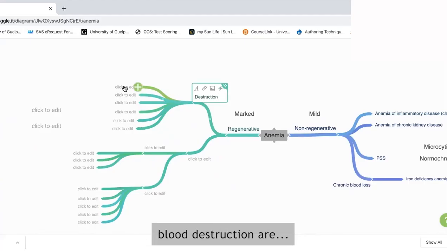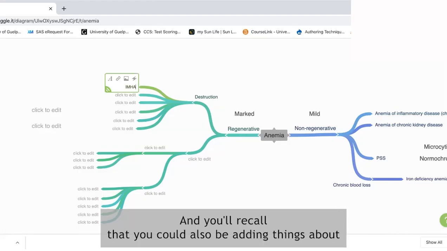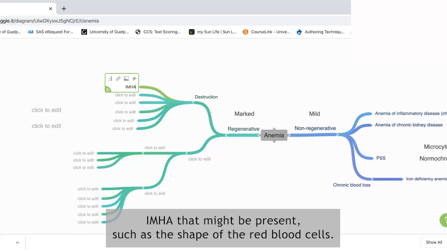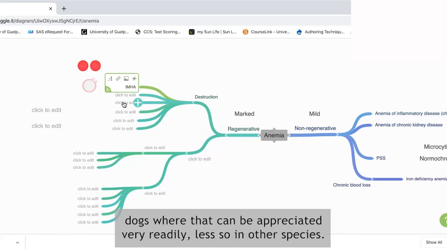and things that can cause blood destruction are IMHA, and that can be intravascular or extravascular. And you'll recall that you could also be adding things about IMHA that might be present, such as the shape of the red blood cells. We look for ghost erythrocytes, we look for spherocytes, particularly in dogs, where that can be appreciated very readily, less so in other species.